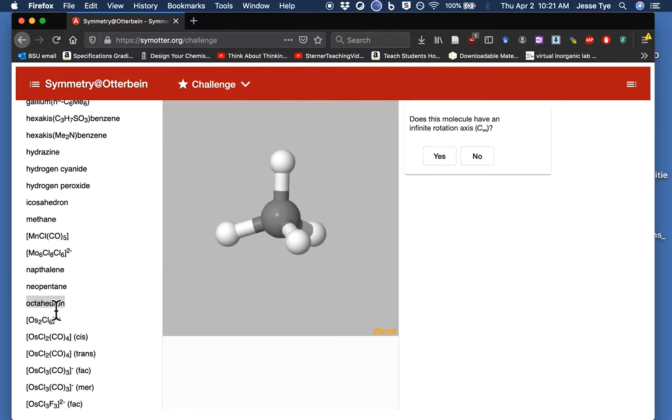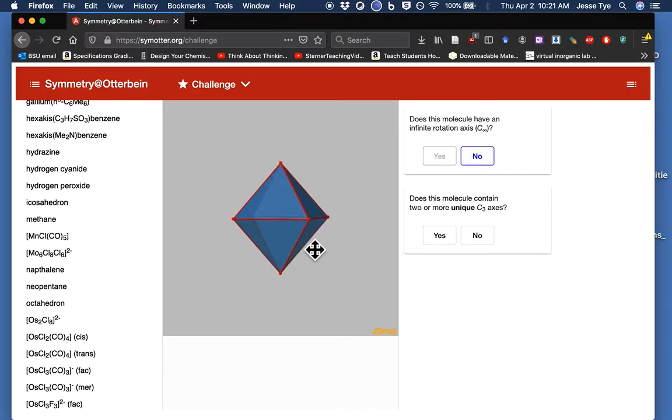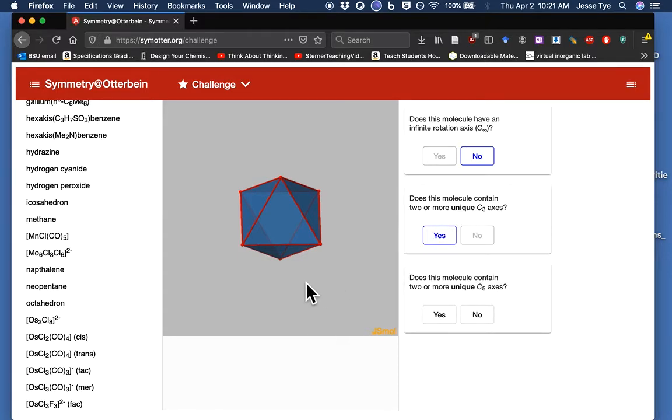Let's see one that does have an inversion center. This is just the solid. This is an octahedron. This is the platonic solid of an octahedron. It's not linear. Does it have a bunch of C3 axes? It does. There's probably the most obvious orientation to see them down those faces. So yes, it does have C3 axes. It does not have any C5s.